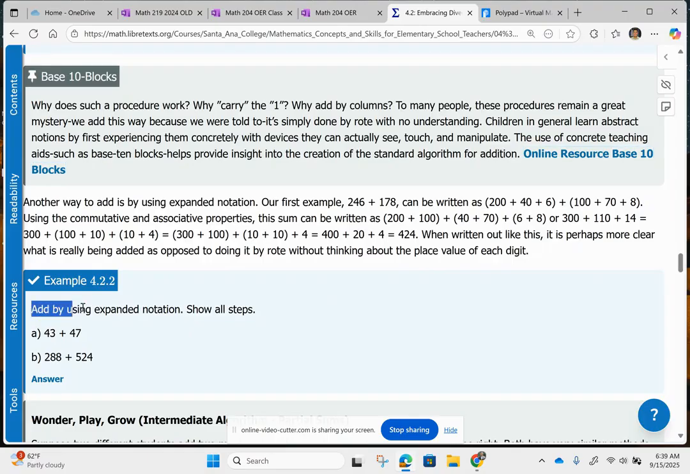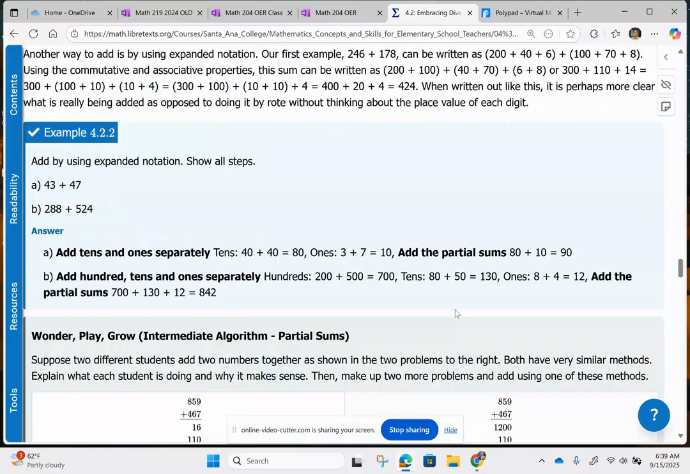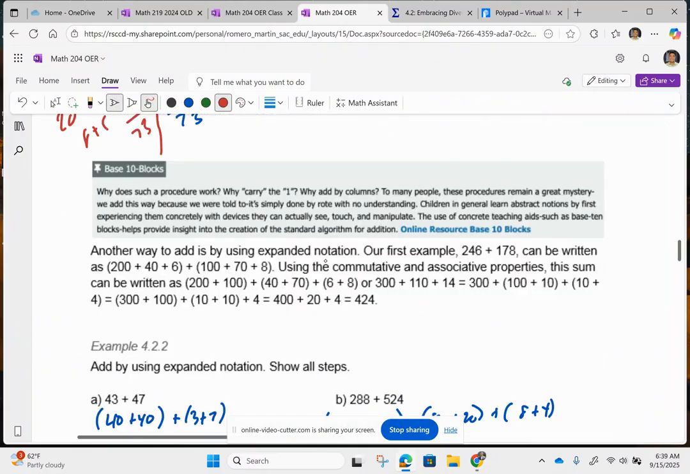Another strategy is adding with expanded notation. That's another strategy you could use. So 43 plus 47 would be 40 plus 40, right? You add by each of the place values. We call it the partial sums method: after 40 plus 40, 3 plus 7, and then you can add those partial sums. We're doing in-between sums. What's better? Whatever the student can think of, right? And so you see partial sums there as we do that.